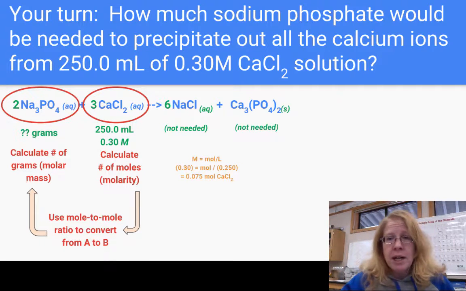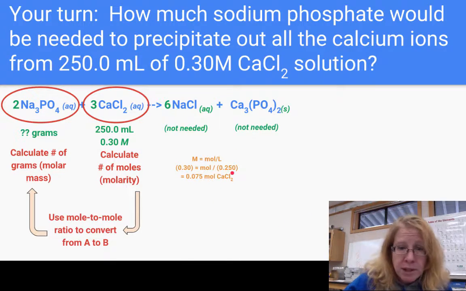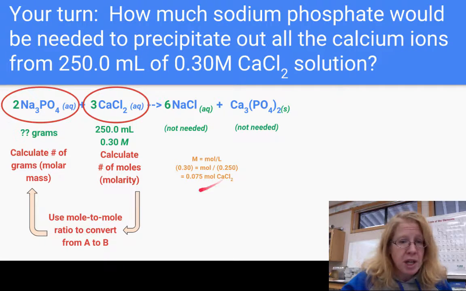So here we go. Here's my information about molarity right here. I've got 0.3 molar solution, and I have 250 mLs of it. And 250 mLs, move the decimal place over, it gives me 0.250 liters. So by the time I solve this out, just check your algebra, it's 0.075 moles of calcium chloride.